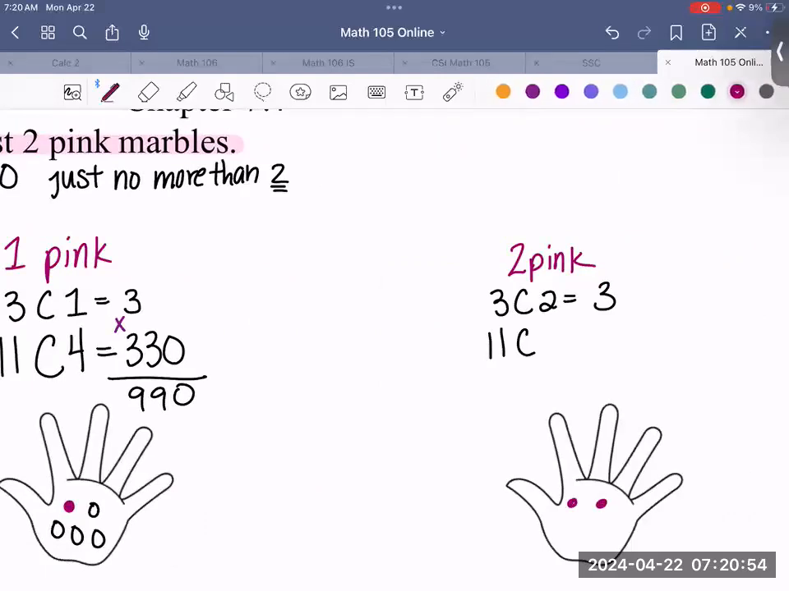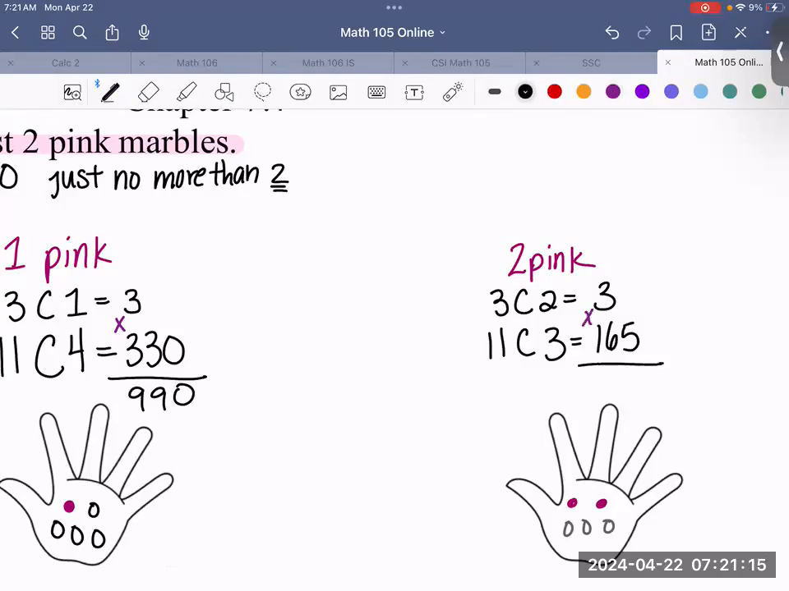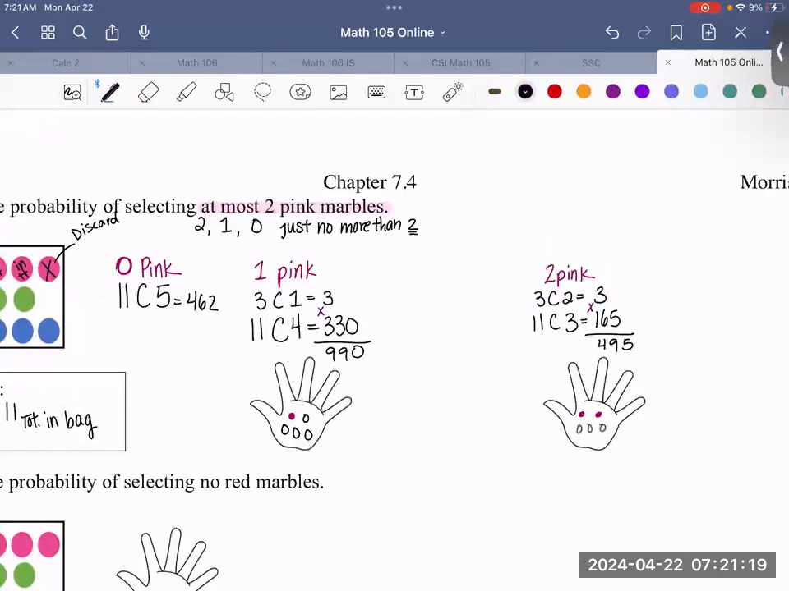I just need 3 more to make 5. 11 choose 3 to make 5 is 165. Again, it's a requirement to go back and get some more. So you have 495.